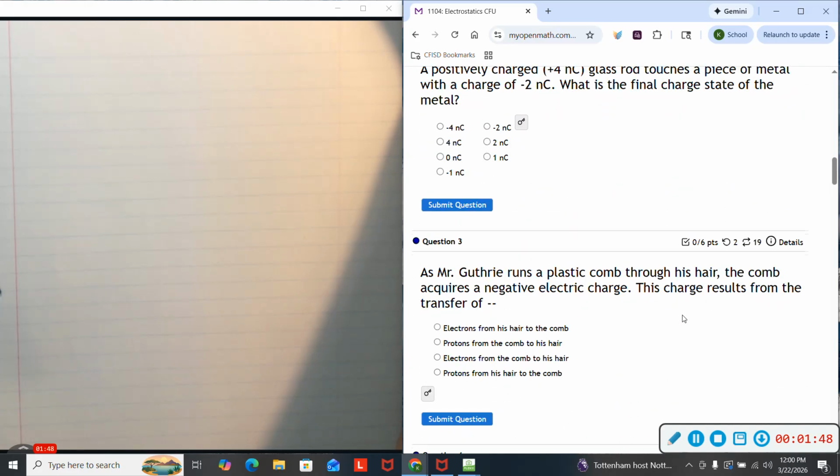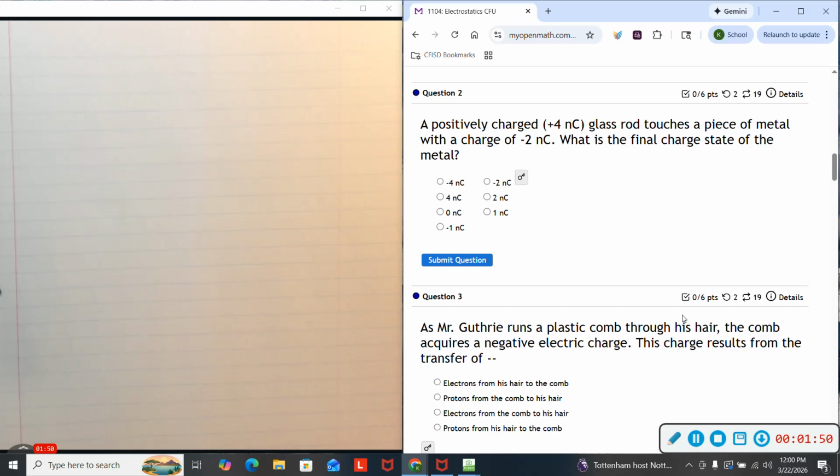All right, question 2. Question 2 says a positively charged glass rod with a +4 nanocoulomb charge touches a piece of metal with a charge of -2 nanocoulombs. What is the final charge state of the metal? So here we're dealing with charging by conduction, where we have two objects that are touching one another. And when that happens, your charges will transfer until you reach electrostatic equilibrium. That just means that the charges redistribute themselves until everything has the same charge.